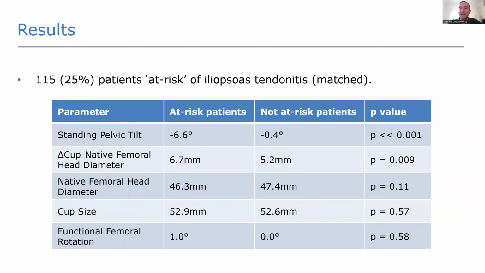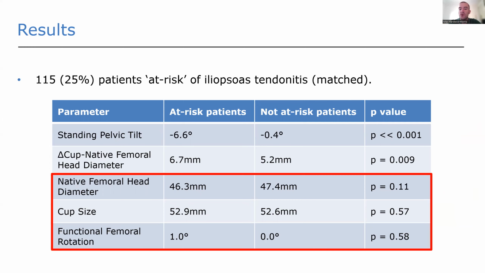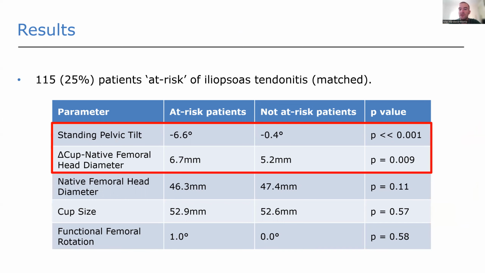Looking at the results, we identified 115 patients of being at risk of iliopsoas tendonitis. As mentioned, these patients were matched to patients who were not at risk of psoas tendonitis, and the differences between the cohorts were assessed. We found no significant differences between the at-risk and not at-risk patients for native femoral head diameter, cup size, and functional femoral rotation. However, we did observe that the at-risk patients had significantly more posteriorly rotated pelvises in standing and had a significantly larger difference between their planned cup size and the native femoral head diameter.